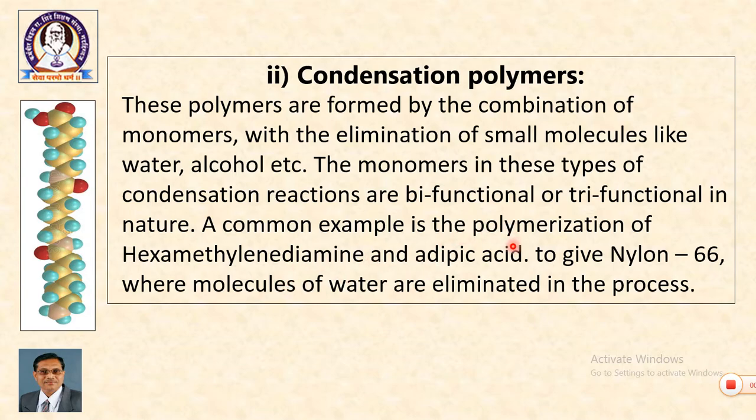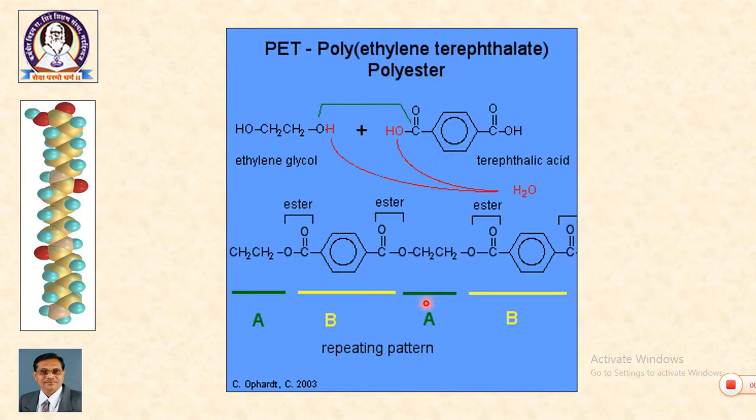A common example is the polymerization of hexamethylene diamine and adipic acid. So, these two monomeric units are there. These undergo condensation polymerization to give nylon 66. We will see the details later on. So, where the molecule of water is eliminated in the process. So, addition polymerization and condensation are the two types.